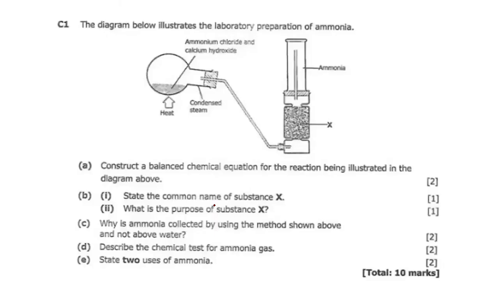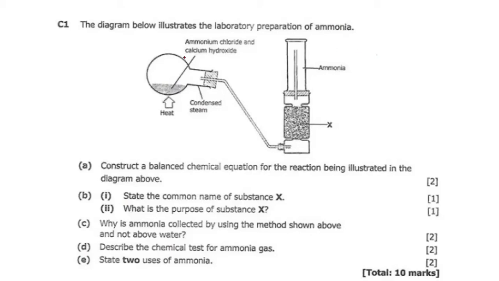Okay, so C1: the diagram below illustrates a laboratory preparation of ammonia. Ammonia can be prepared in the lab. It can also be prepared in the Haber process. The commercial preparation of ammonia is known as the Haber process. Here in the laboratory, we just prepare it on a smaller scale.